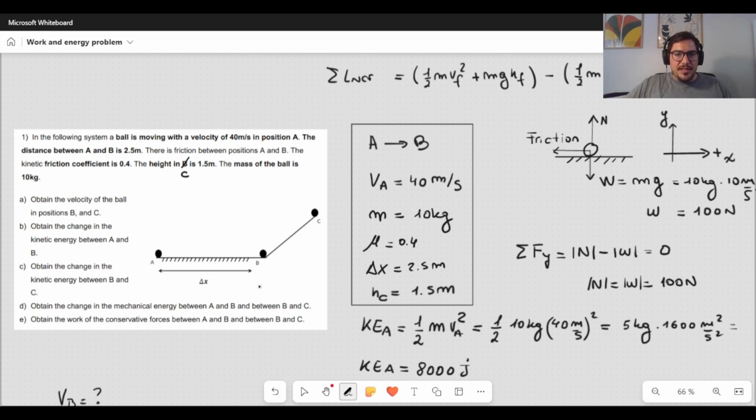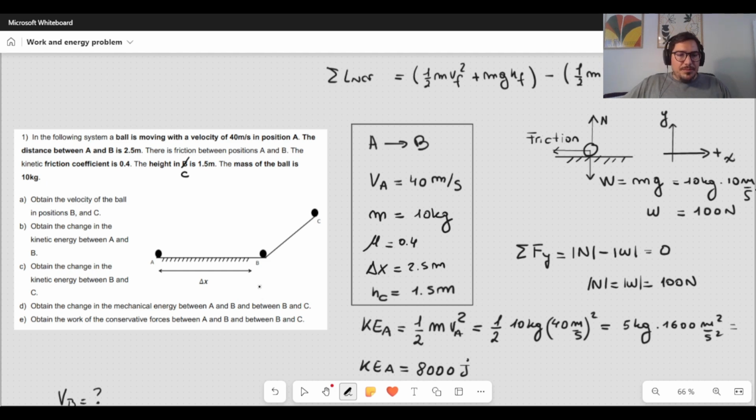The initial velocity in A is 40 meters per second, the mass is 10 kilograms, and the friction coefficient, in this case dynamic or kinetic because the object is already sliding on this surface, applies to the displacement between A and B, because there is friction between positions A and B. The kinetic friction coefficient is 0.4. The height in C, as I said before, is 1.5. The mass of the ball is 10 kilograms. So we have the information here in this box.